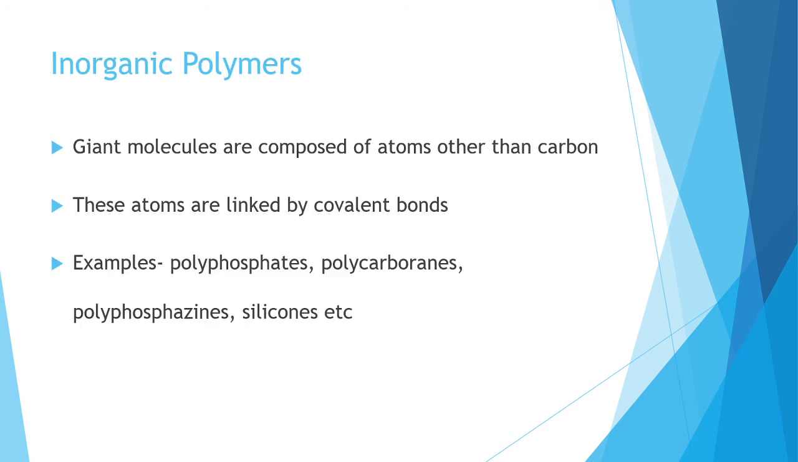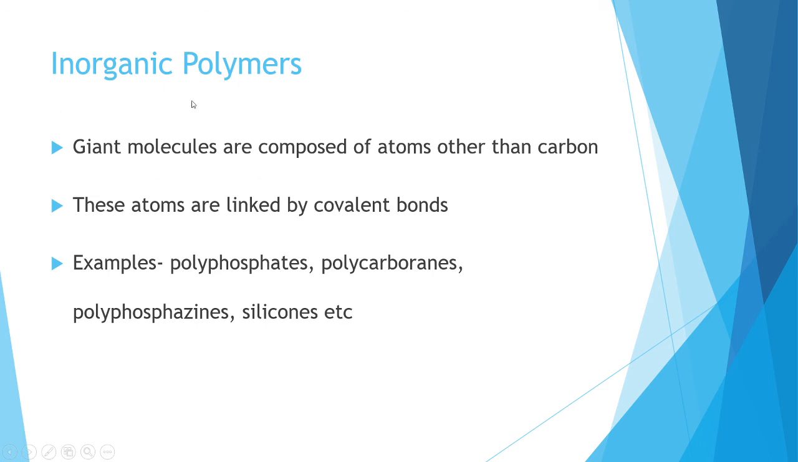And the next category is inorganic polymers. Examples like polyesters, formaldehyde resins, polyvinyl chloride, etc. are organic polymers. But we are going to study about inorganic polymers now. Instead of carbon-hydrogen bonds or carbon-carbon bonds, here some other atoms are also present. Some inorganic atoms are also present.